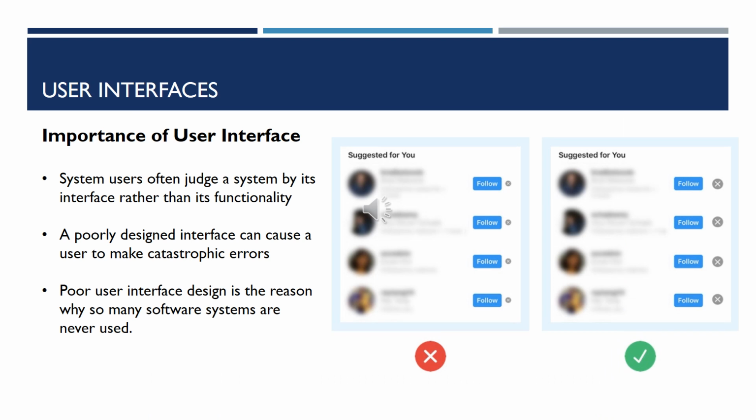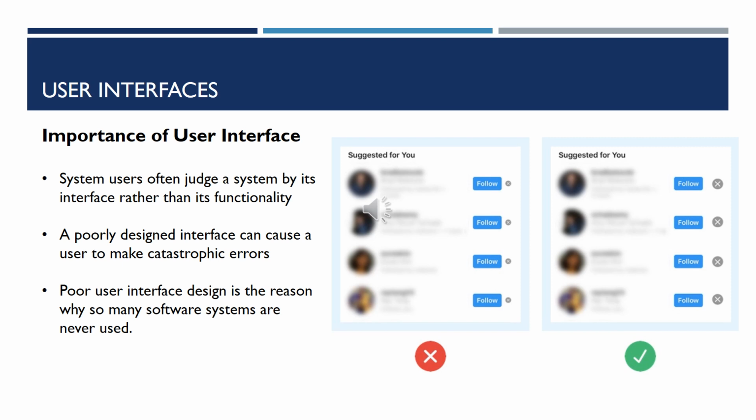So let's see why the user interface is important. Users often judge a system by its interface rather than its functionality. The user is always right. Don't blame the user for what goes wrong. If users consistently make mistakes in some part of your interface, take it as a sign that your interface is wrong, not that the users are dumb.